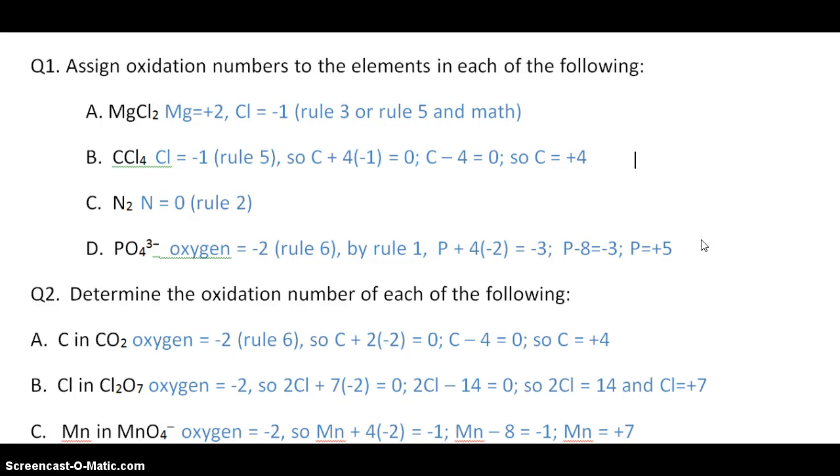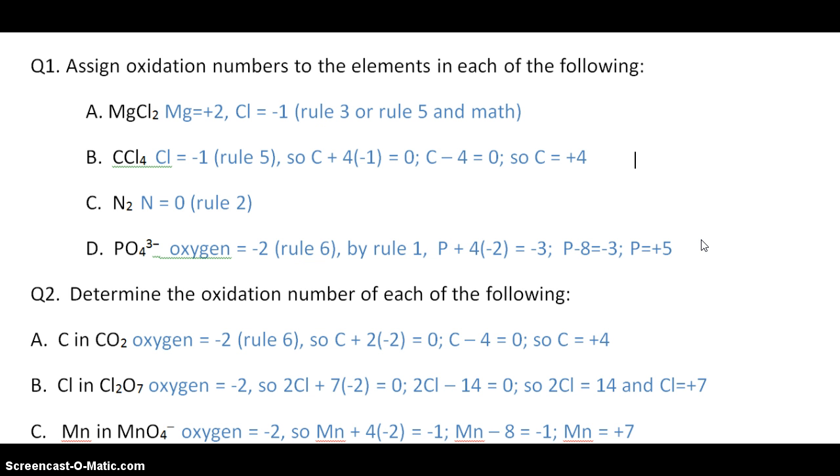To explain the answers to the previous questions, you were asked to assign the oxidation number to the elements in each of the following. Magnesium chloride is an ionic compound. We know that because magnesium is a metal and it's paired with a nonmetal. So that's a pretty easy rule to follow. So you know it's an ionic compound.